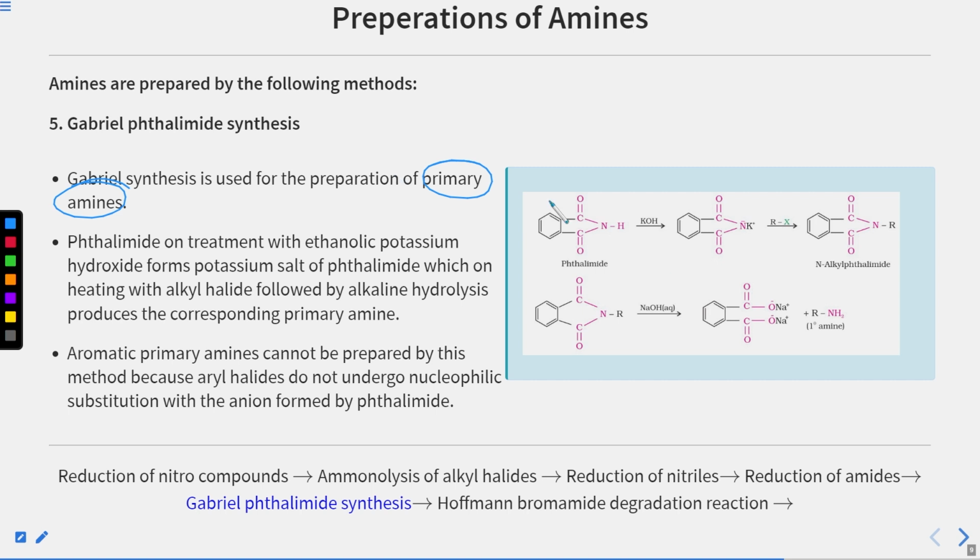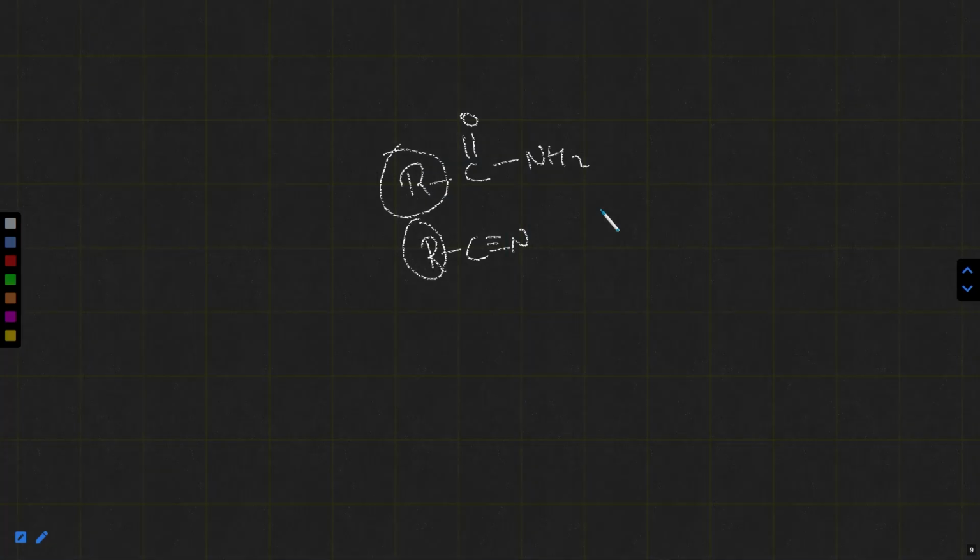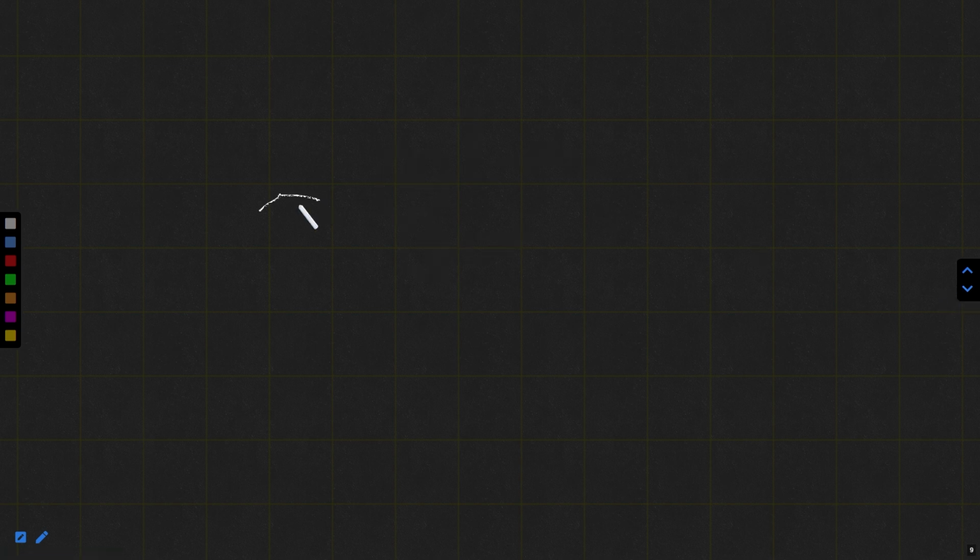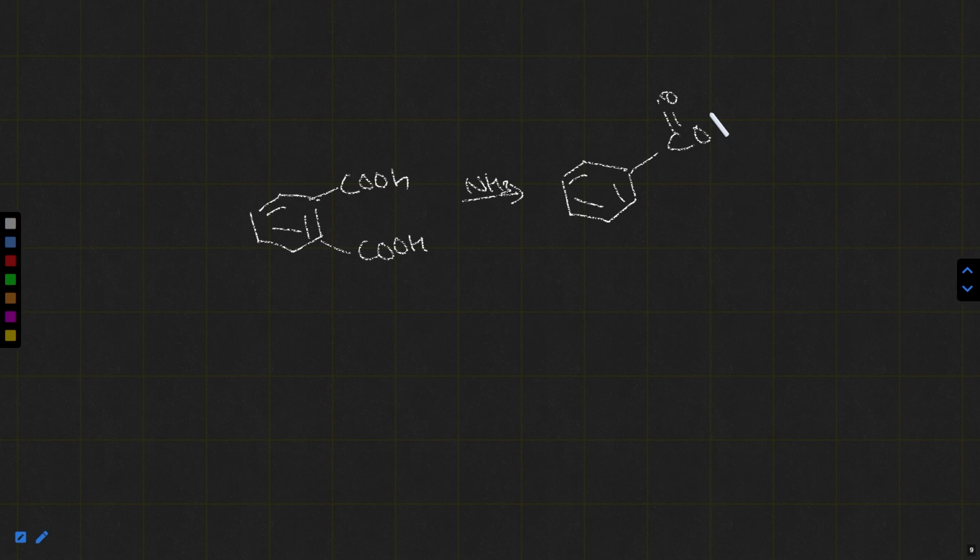So for this, what do we take? We take a phthalimide. Now I would ask you how you would prepare this phthalimide. You must have seen this reaction earlier. Okay. So if you remember those reactions, if you take phthalic acid, a carboxylic acid, and you treat it with NH3, what will happen? This will create COO minus and NH4 plus. Okay, here also COO minus and NH4 plus.